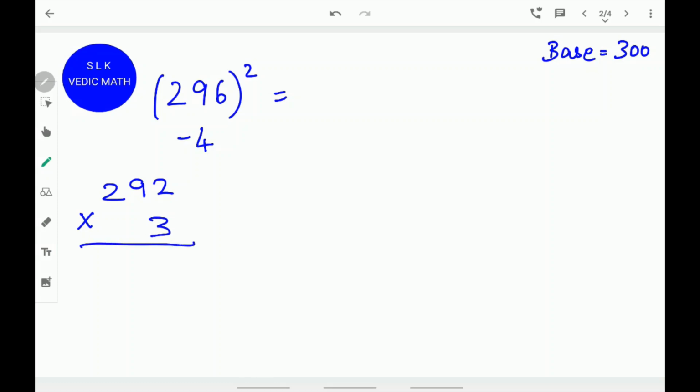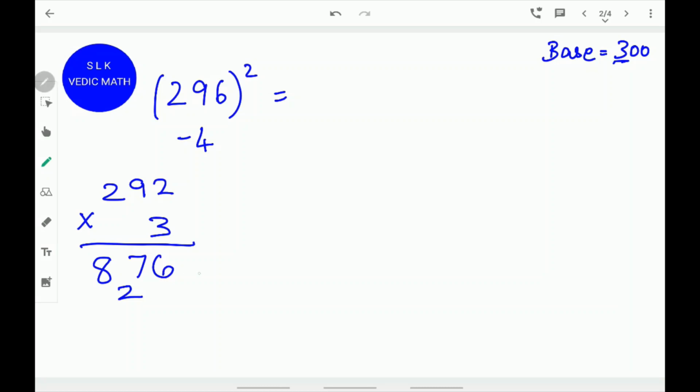Next, multiply 292 with 3. Why 3? Because we take the 3 from 300. So 2 times 3 is 6. 9 times 3 is 27. Write down the 7 and carry the 2. 2 times 3 is 6. 6 plus the 2 is 8. So 292 times 3 is 876.